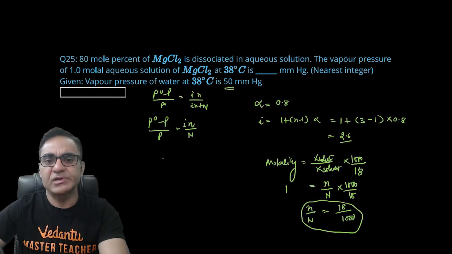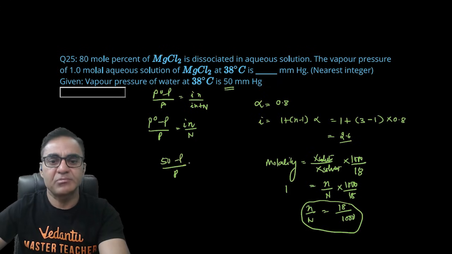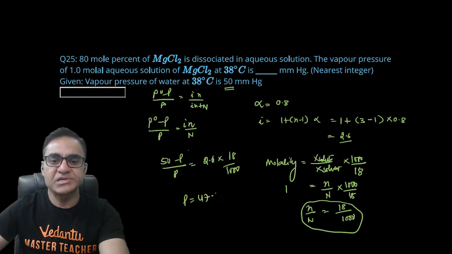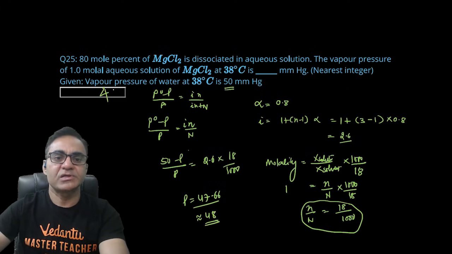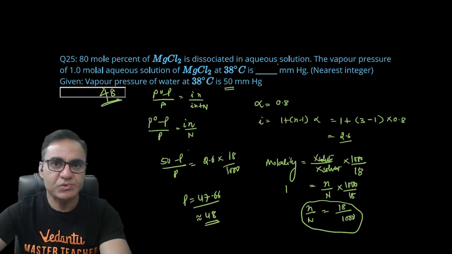P naught is given as 50 minus P upon P is equal to i, which is given as 2.6 into what? Small n upon capital N is 18 upon 1000. From here, if you calculate, you will get P is equal to 47.66 roughly. If you round off to the nearest integer, it comes out to be 48. So 48 is going to be the final answer of this question. All right.